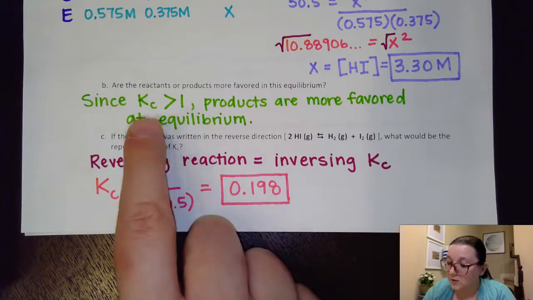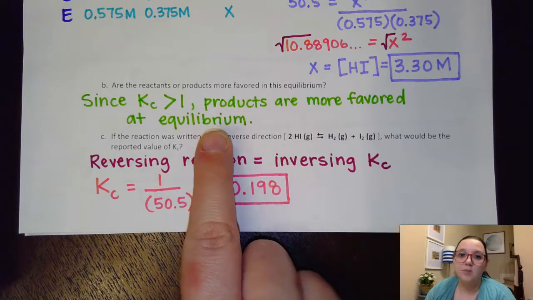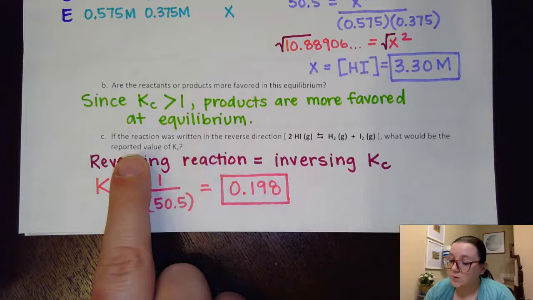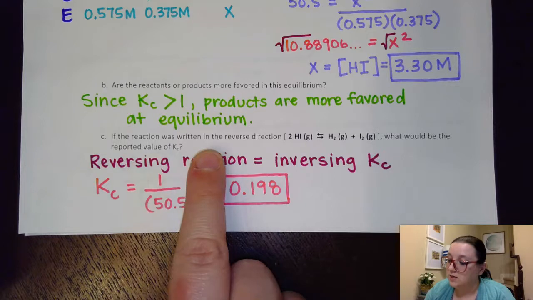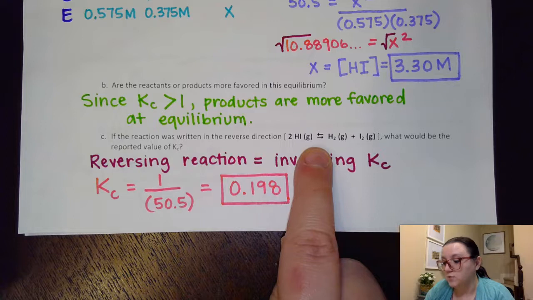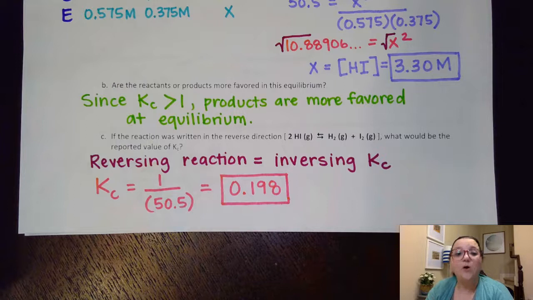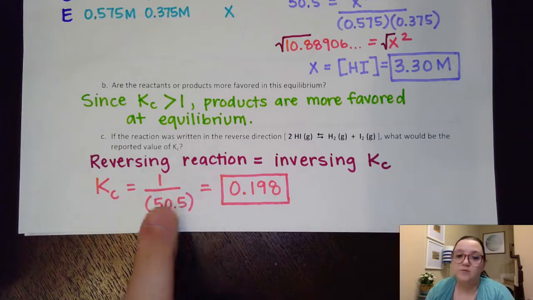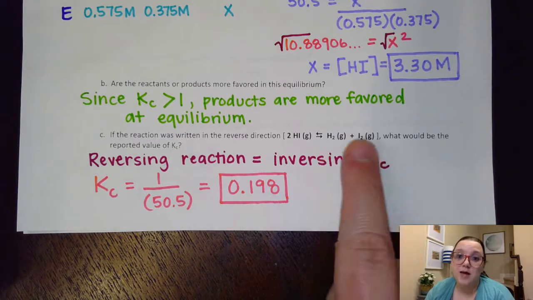So since that was bigger than 1, that means that the products are more favored at equilibrium, just like we did in our previous videos. So then on this one, this is a throwback to our video right before this. It says if the reaction was written in the reverse direction, so instead I had 2HI going back and forth between H2 and I2, what would be the reported value of Kc? And as we recall, reversing the reaction ends up inversing our Kc value. And so then I could just do 1 over that 50.5 to figure out what my equilibrium constant would be for this reaction as written.